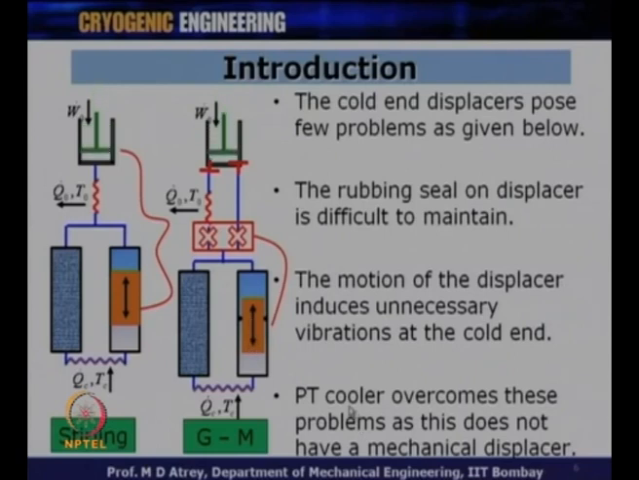And this is a very important difference between Stirling, GM and the pulse tube cryocooler. The moment I don't have something moving over here, I don't have a vibration at this point. At the same time, I don't have any need to have a drive mechanism so as to move this mechanical component. This is a very important difference between the pulse tube cooler and Stirling and GM coolers.